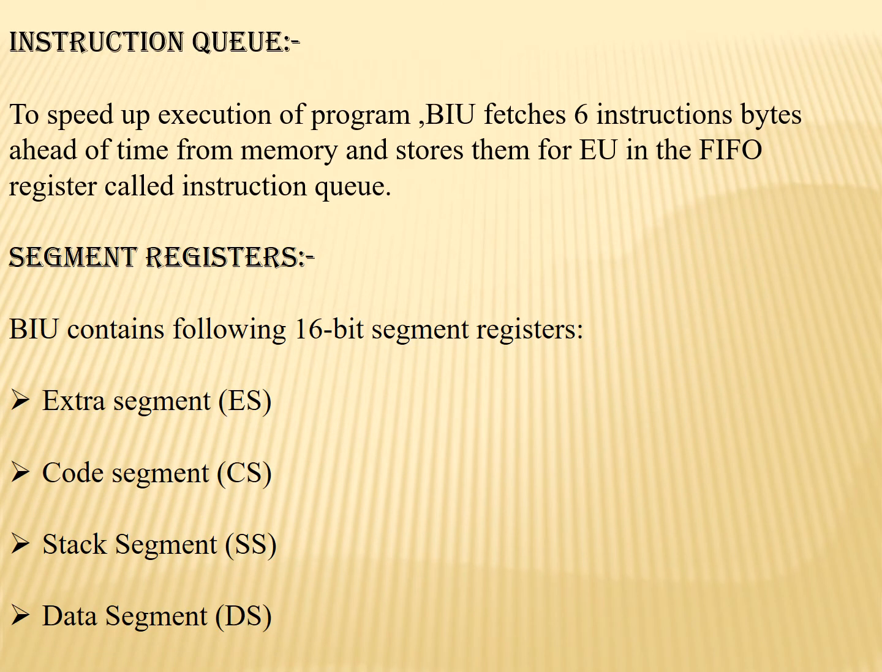Instruction queue speeds up the execution of the program. The bus interface unit fetches 6 instruction bytes ahead of time from memory and stores them for the execution unit in the FIFO register called the instruction queue. What does FIFO stand for? First in, first out. This type of architecture is called the pipelined architecture, and it differs from processor to processor. In 8086, I am using only 6 instructions. In Pentium, it supports dual pipeline technology. That will be different.